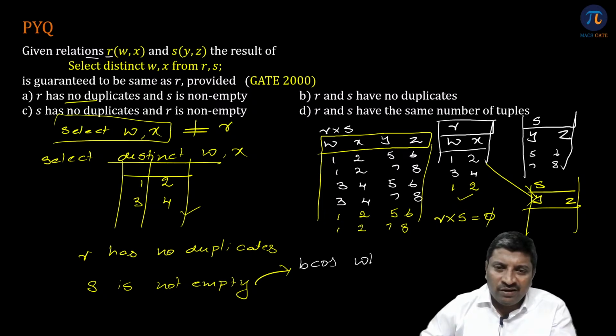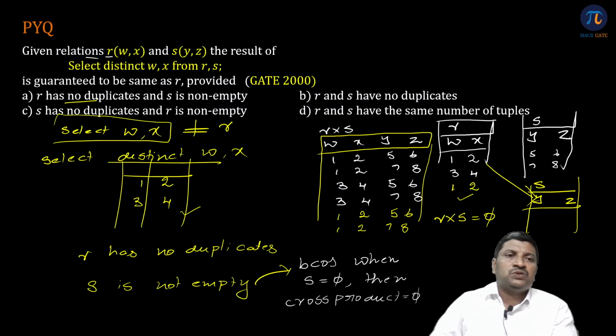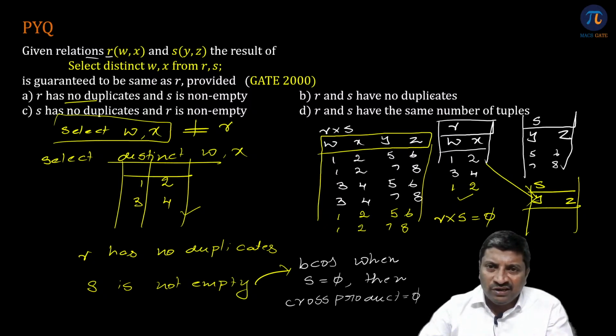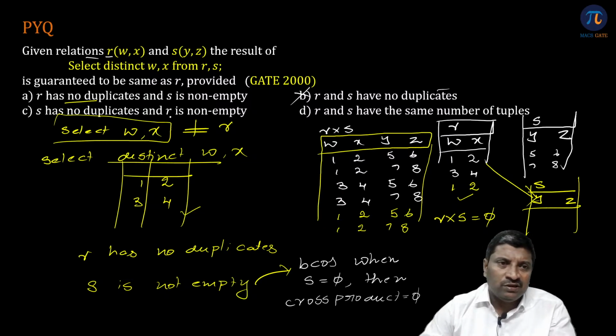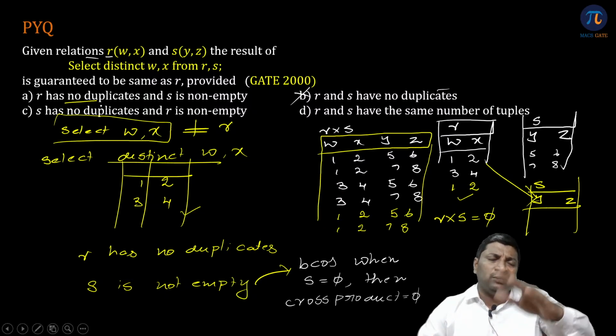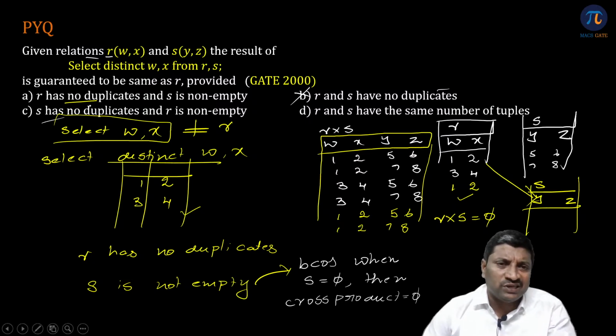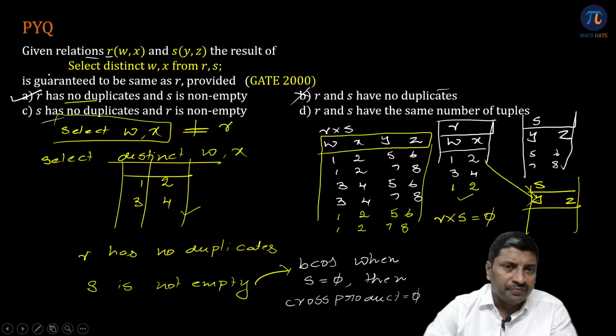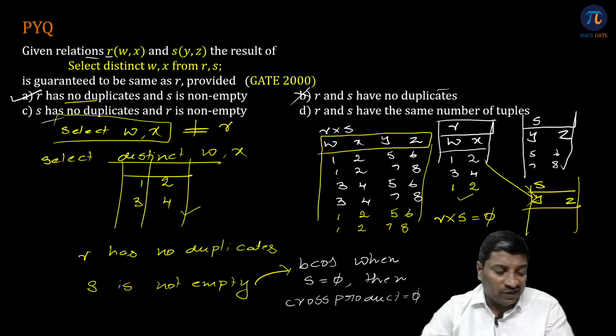Because when S equals empty, then the cross product will be empty, sir. So R has no duplicates and S is non-empty. And please observe it, here they have not given any condition on S having no duplicates. Since you are concerned about the first relation, there is no need to worry about the second one, right? So the answer is Option A. Hope you got it.